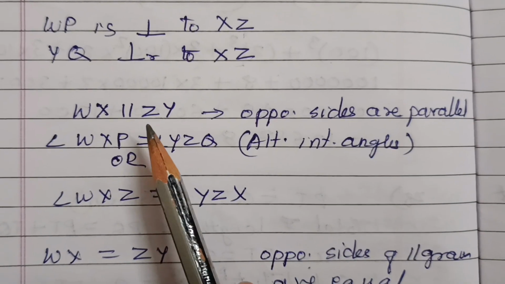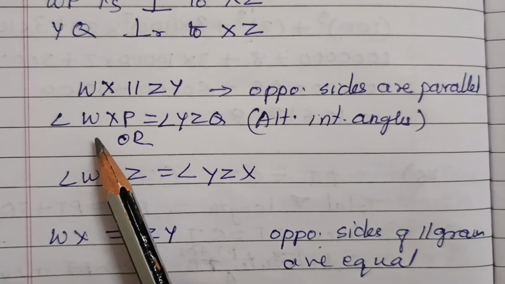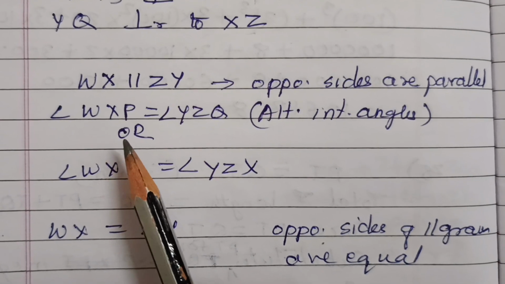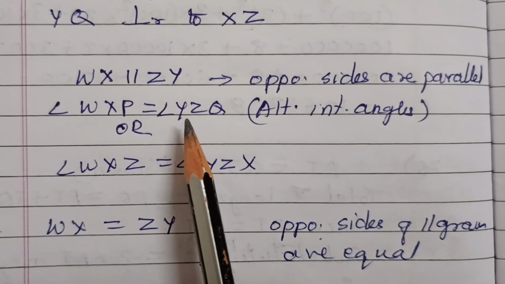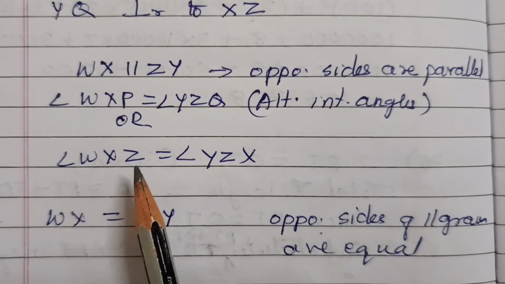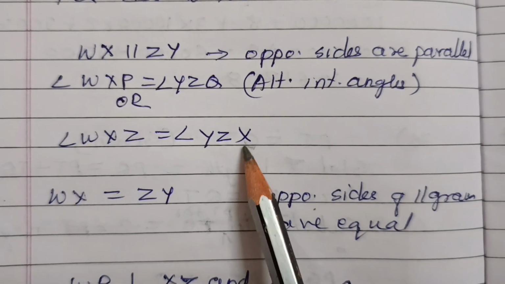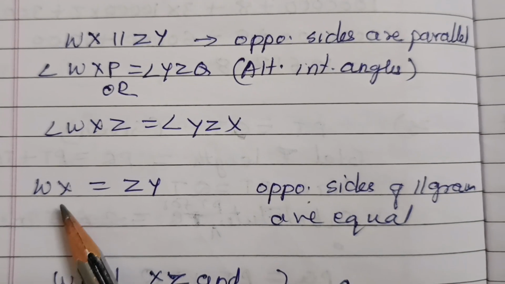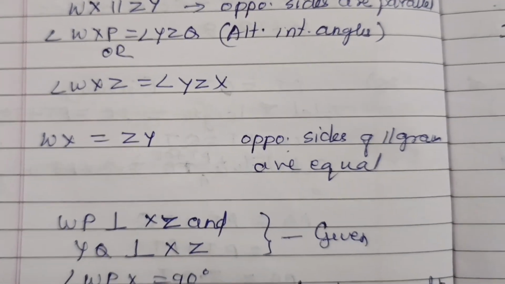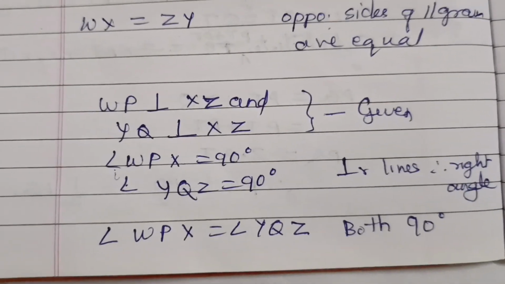So WX is parallel to ZY. Opposite sides of parallelogram are parallel. Angle WXP is equal to angle YZQ, alternate interior angle, or WXZ is equal to angle YZX. So WX is equal to ZY. Opposite sides of the parallelogram are equal.